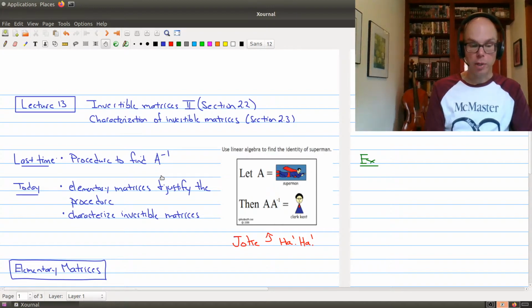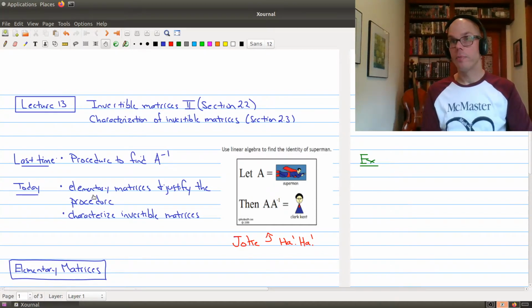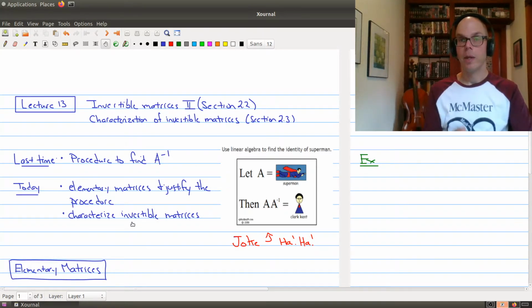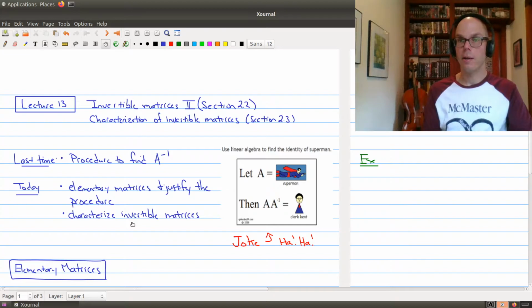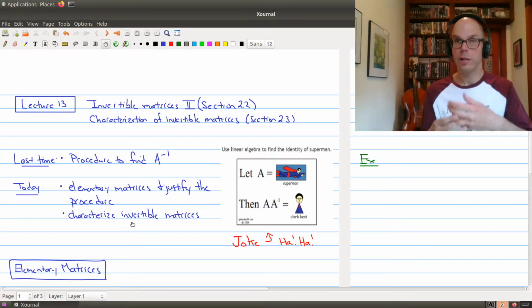Our goal today is kind of twofold. We're going to first introduce elementary matrices to justify why this procedure works. And the other thing that we're going to do is look at some characterizations of invertible matrices. By this, I mean other ways to look at a matrix, do operations on your matrix to decide whether an inverse exists without actually using the complete procedure.